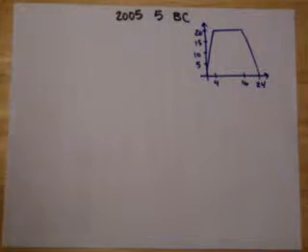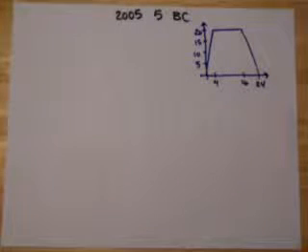This is Calculus with Allenson, and we're doing problem number 5 from the 2005 BC test. First part says that this car is traveling on a straight road, and this is a velocity function from 0 to 24 seconds. Car's velocity is measured in meters per second, and here's a graph for it.